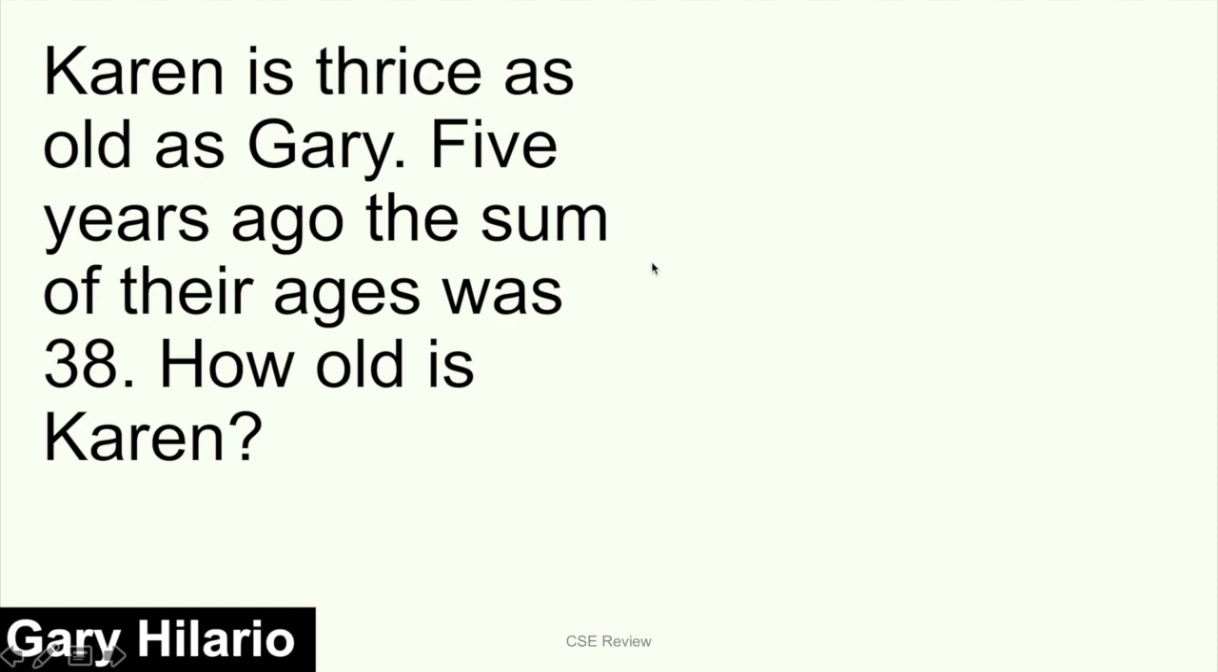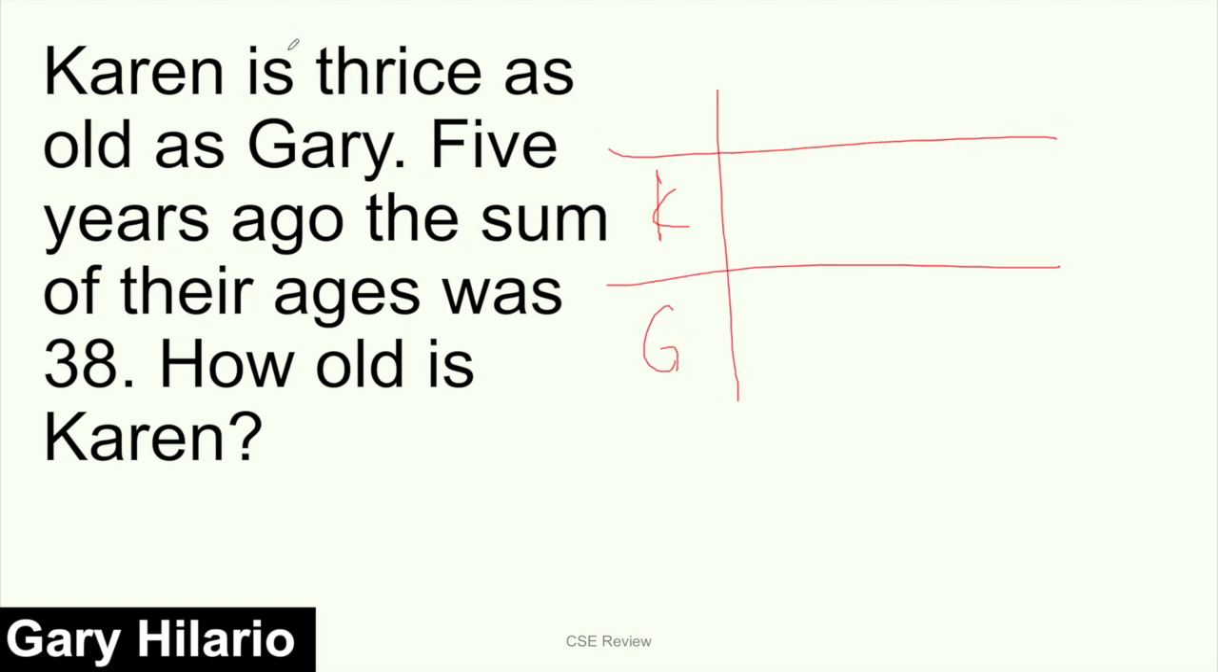Okay? Alright, so this is the next question. Karen is twice as old as Gary. 5 years ago, the sum of their ages was 38. How old is Karen? So, again, let's start with the table. You have two people. So, sila yung rows, Karen and Gary. And then you look for the time period. Time period natin, we have is the present. And then you have 5 years ago, which is in the past.